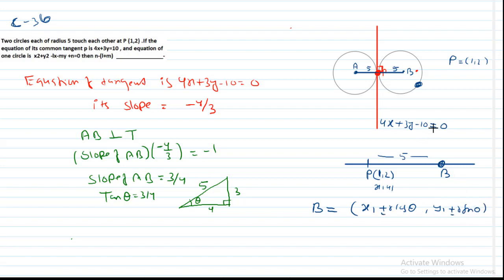Okay, so to find B, similarly you can find A also. So B coordinates: x1 means 1 plus or minus the radius 5 times cos theta, comma y1 means 2 plus or minus 5 sin theta. 5 into cos theta means here 4 by 5, and 5 into sin theta is 3 by 5. What happened here? The 5 gets cancelled, the 5 gets cancelled.